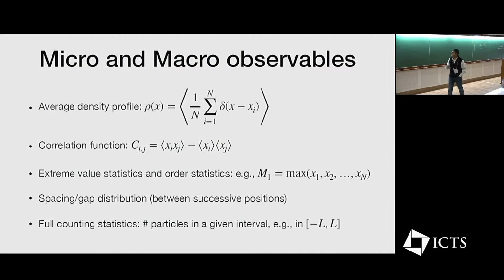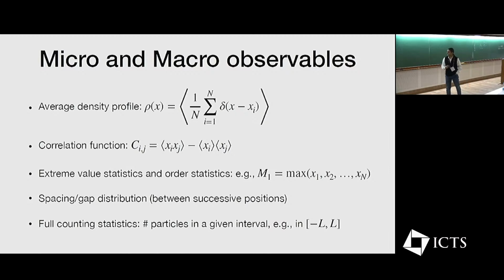Given this distribution, one is usually interested in calculating various micro and macro observables. For example, you might want to ask what is the average density profile of the gas. What are the correlations? That's something people are interested in. And nowadays, there's also interest in finding out these extremal properties. For example, you can ask, for this gas, what are the edge fluctuations? What is the fluctuation of the rightmost particle in the gas? And in general, you can ask about order statistics. For example, if you ask about the kth particle from the right, what are the statistics of this particle?